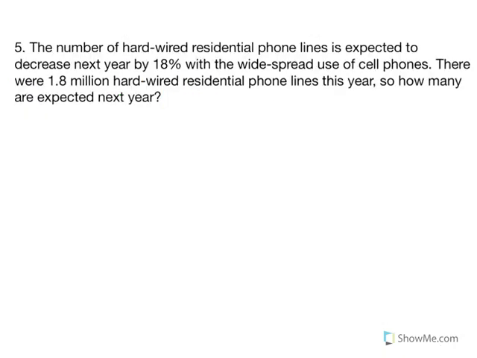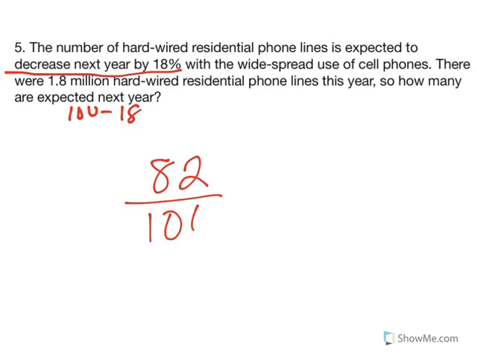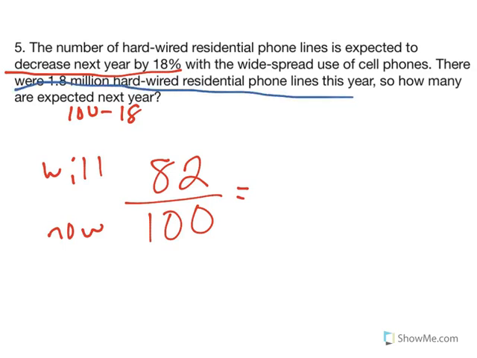Number 5, the number of hardwired residential phone lines is going to decrease by 18%. So that's the 100 minus 18. So we're going to have 82, and the reference is 100. So this is what we have now. This is what we will have. There were 1.8 this year. So right now we have 1.8, and remember that's in millions.